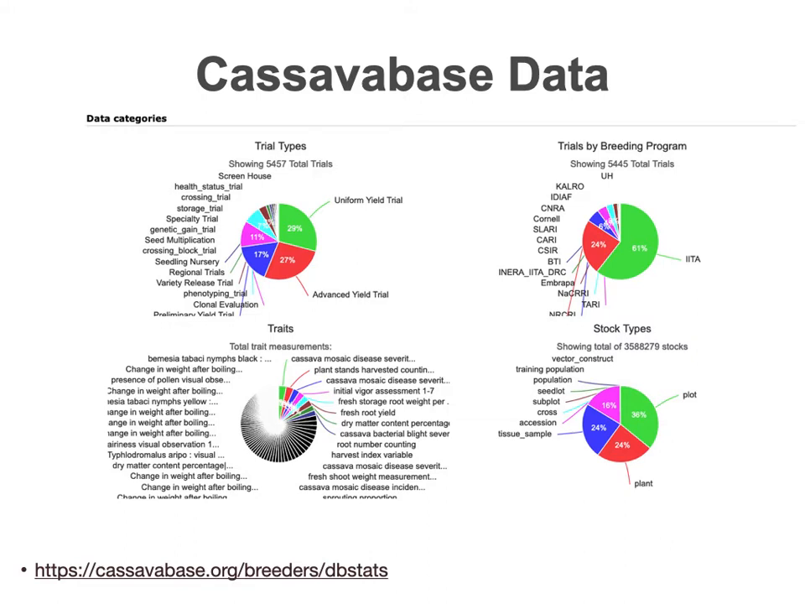CassavaBase contains huge amounts of breeding data, and some programs, such as IITA and CIAT, have uploaded historical data dating back to the 1970s. Currently, CassavaBase contains almost 5,500 trials, 20 million phenotypic measurements, and almost 500,000 genotyping results.